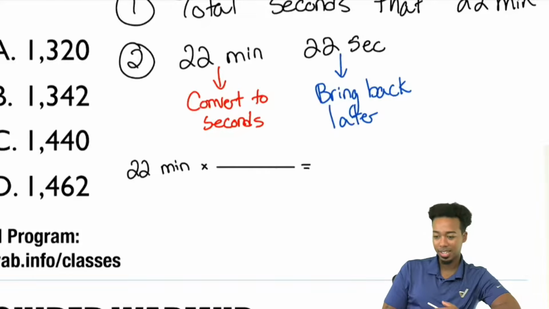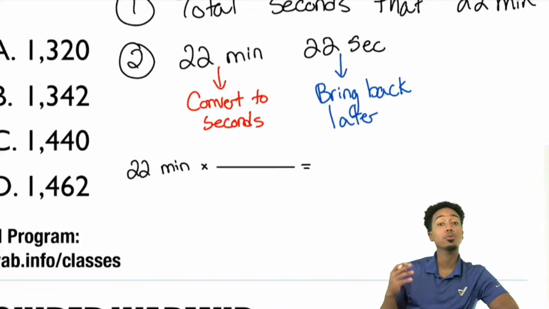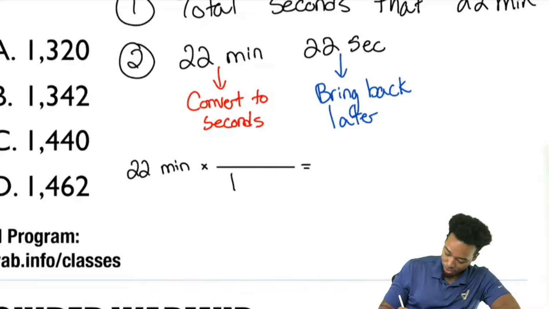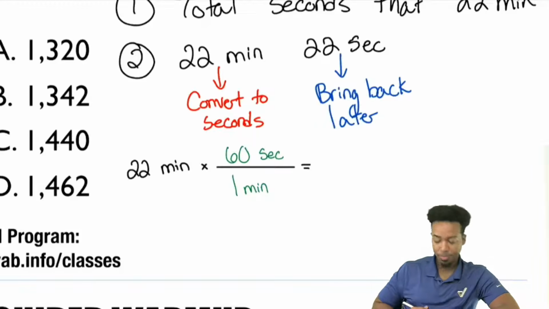That does make sense because you're trying to get rid of minutes. So you'll have the 1 minute on the bottom here and the 60 seconds up top.